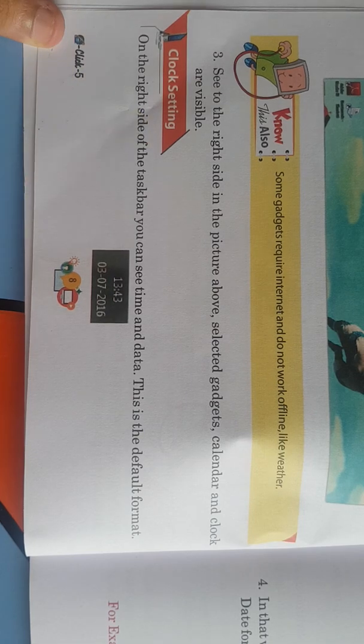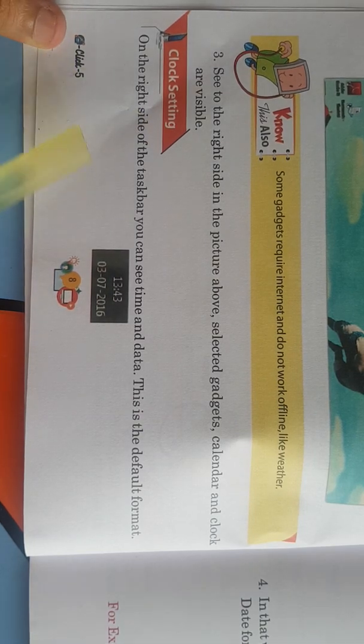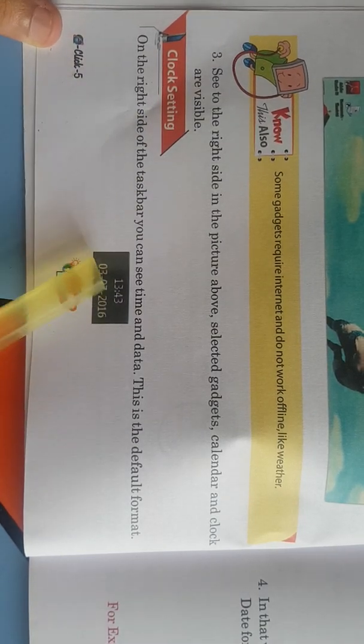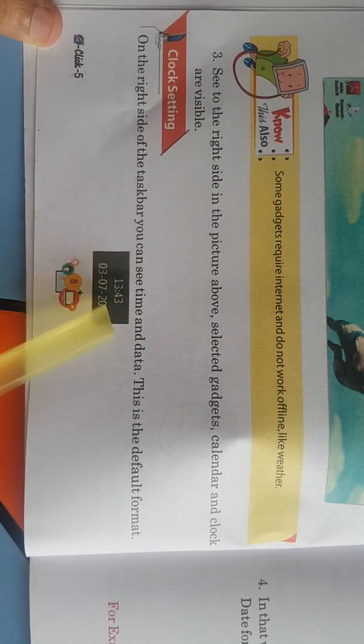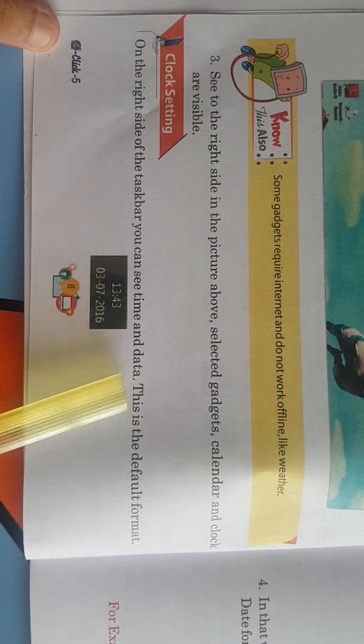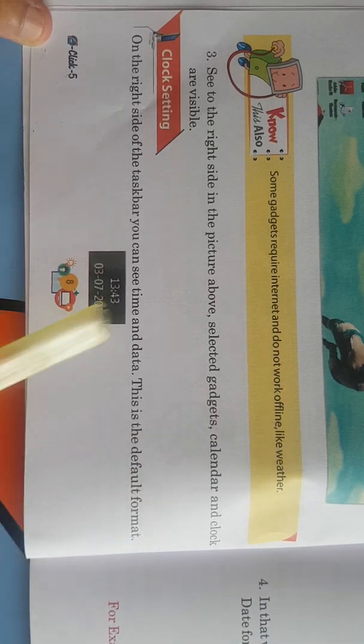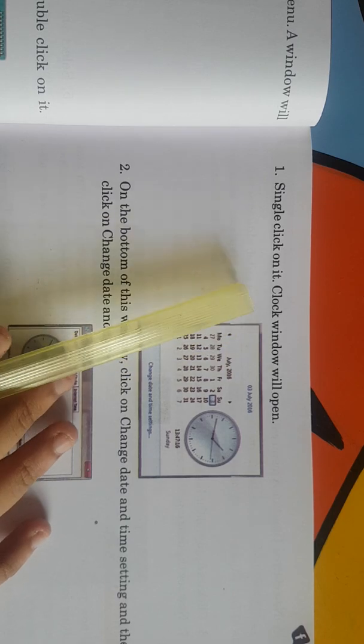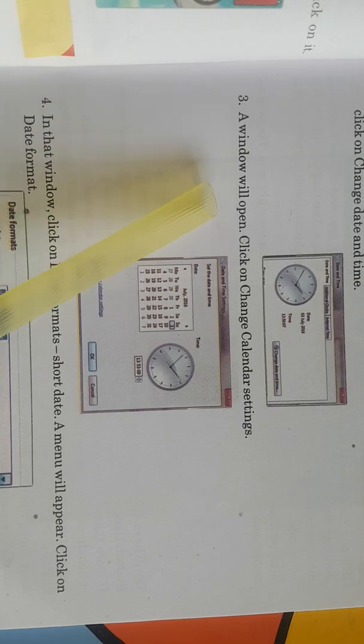Now clock setting. On the right side of the taskbar, you can see time and date. This is the default format. First, single click on it, the clock window will open. Second, at the bottom of the window, click on Change date and time settings and then click on Change date and time. Now third, a window will open.